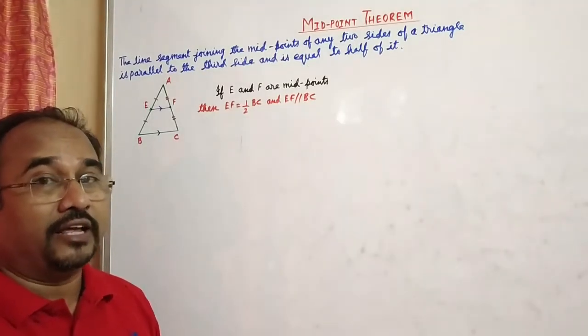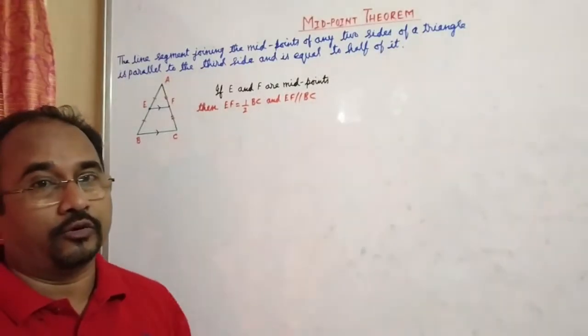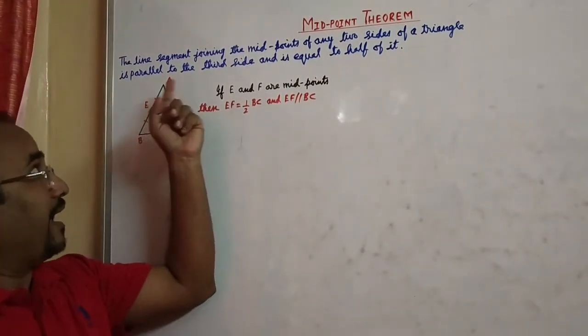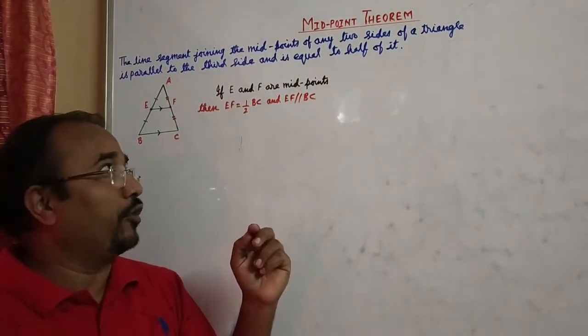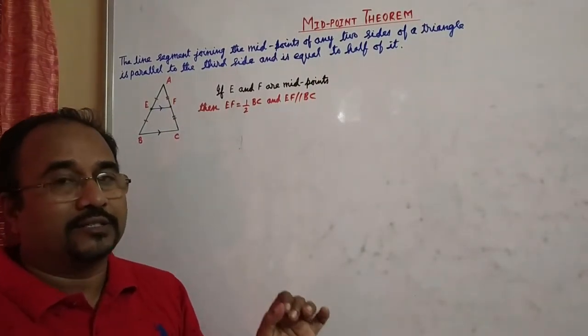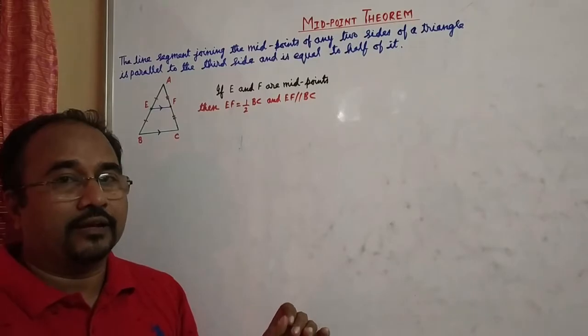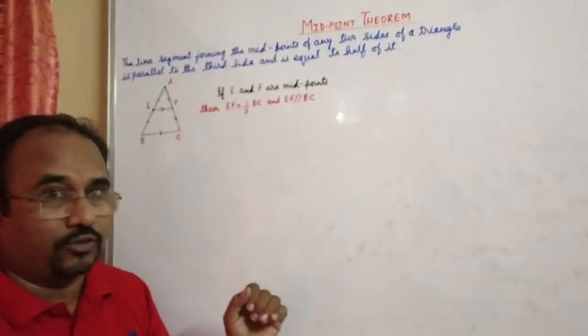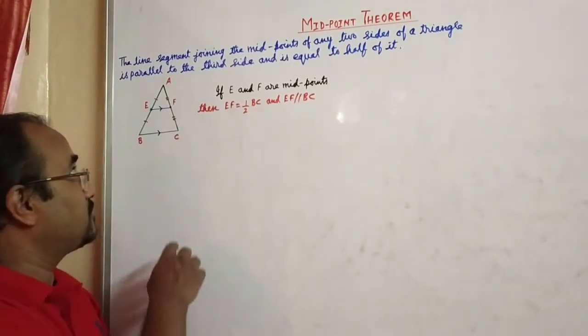Today we will be studying about the midpoint theorem. This theorem states that the line segment joining the midpoints of any two sides of a triangle is parallel to the third side and half of it. What it means, you can understand with the help of this figure.